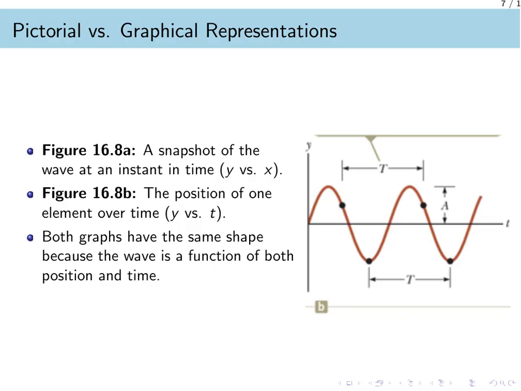We can represent waves using two types of graphs that look similar but show different things. A snapshot graph plots the vertical position against the horizontal position at one specific instant in time, showing the wave's shape in space. A position-time graph tracks the vertical movement of just one single element over time. Both graphs have the same sinusoidal shape because the wave is a function of both position and time, reflecting the repetitive nature of the motion.